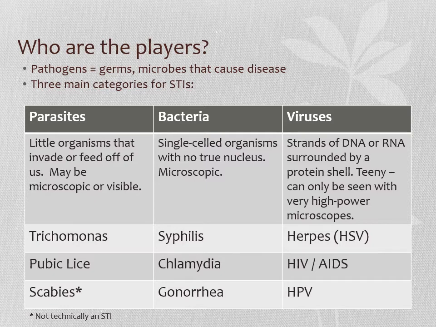And so what a virus is, it's just a strand of genetic material. So either DNA, which is the type of genetic material that our cells have in our chromosomes, or RNA, surrounded by a protein shell. That's it. That's all they are. They're teeny tiny, and so you can only see them with the highest power microscopes, like things called electron microscopes. They are way, way, way, way, way tinier than a single cell.